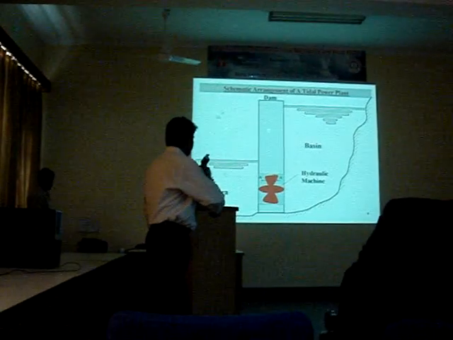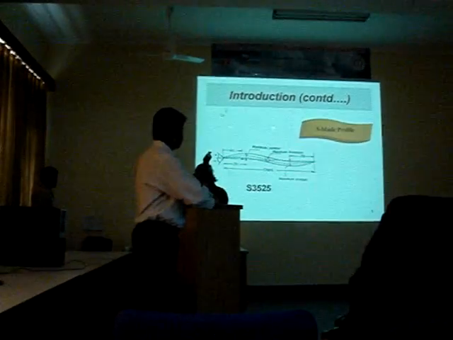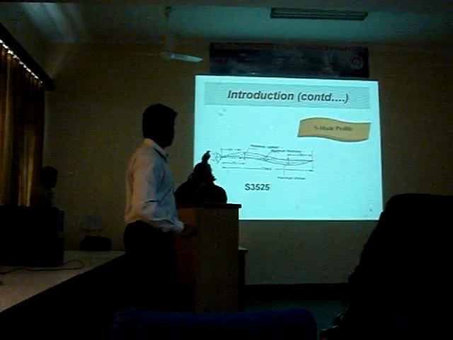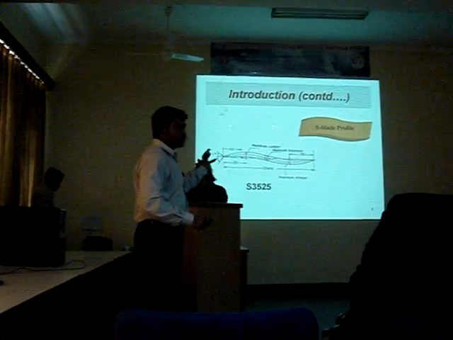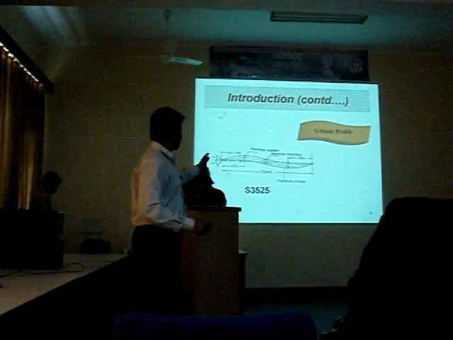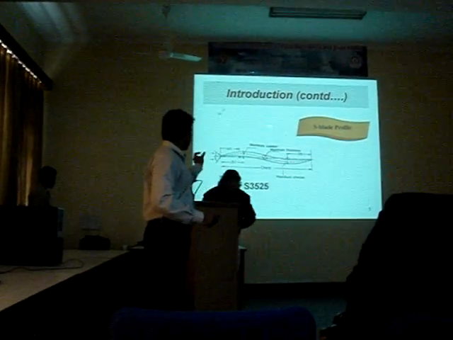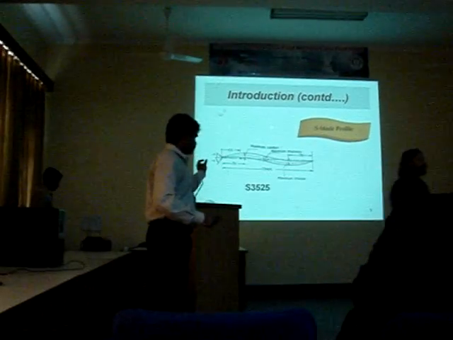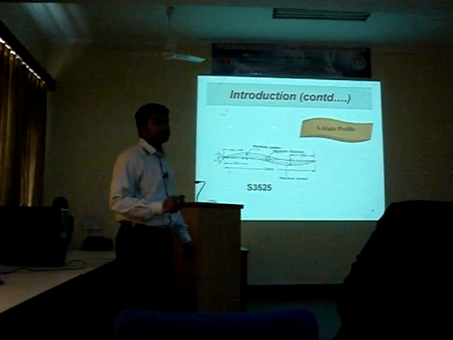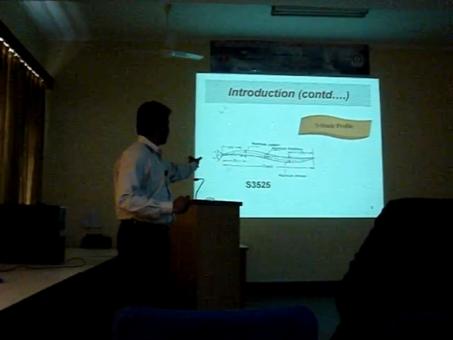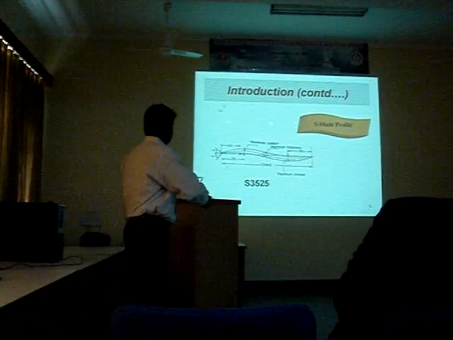Cross section at A is the S blade. It is designated as S3525. S denotes the inverted S shape of the profile, 3 denotes the camber in percentage of chord, 5 denotes the maximum thickness in percentage of chord, and 25 denotes the location of maximum camber, on either side of the profile.